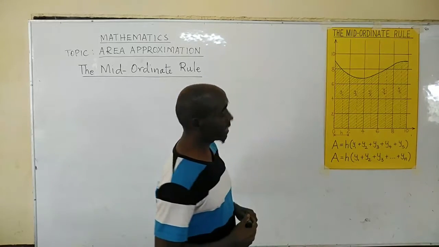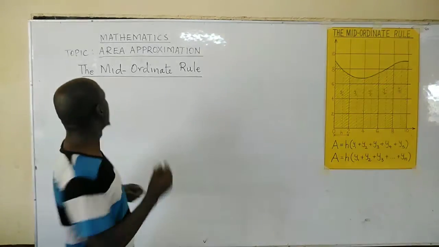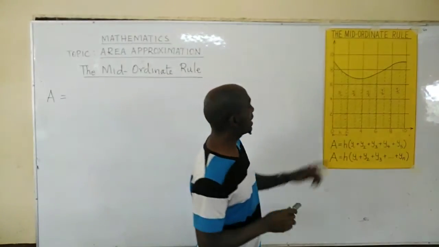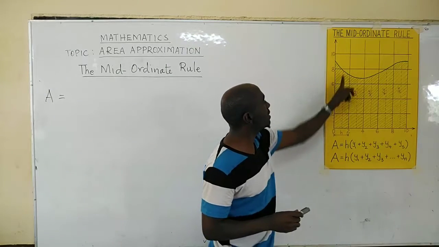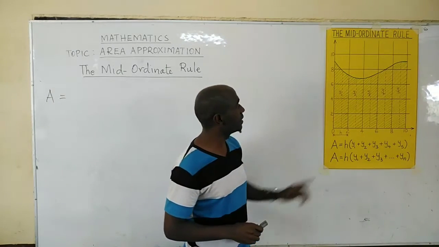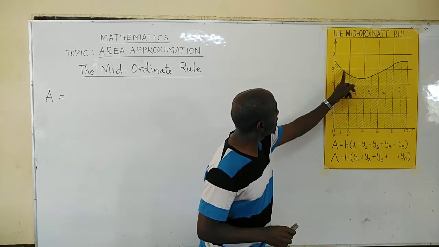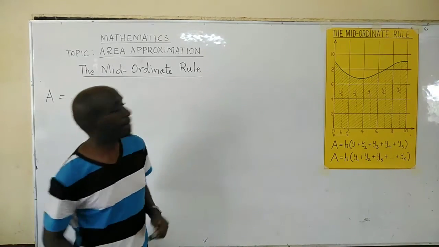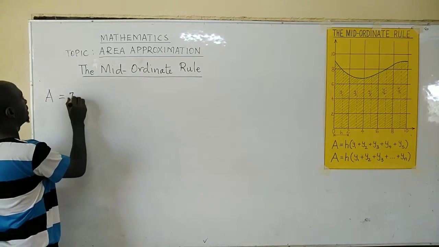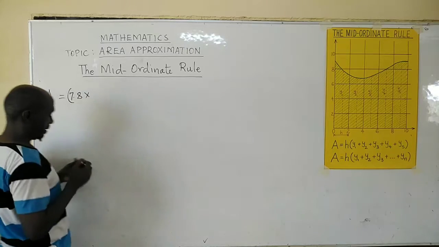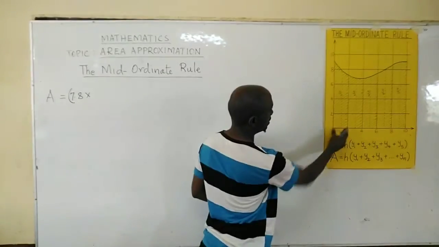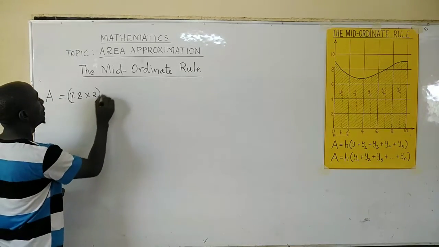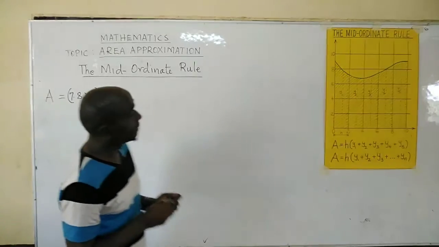So for the first rectangle, the area will be length times width. We take this length in the middle as the length. In this case, this length is around 7.8. So the length is 7.8 multiplied by the width. The width is very clear. The width is 2 units. So 7.8 times 2. That is the area of the first rectangle.